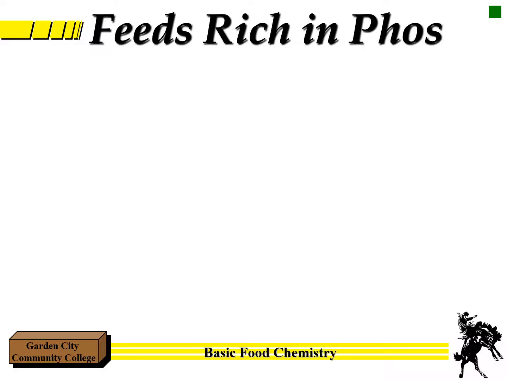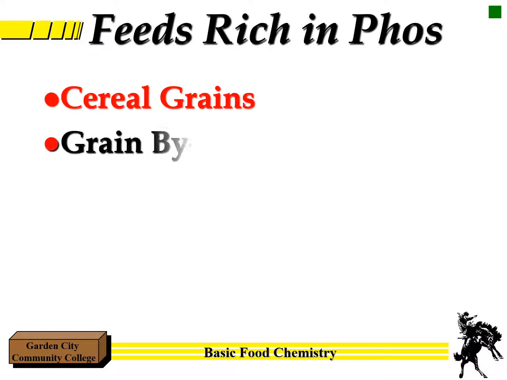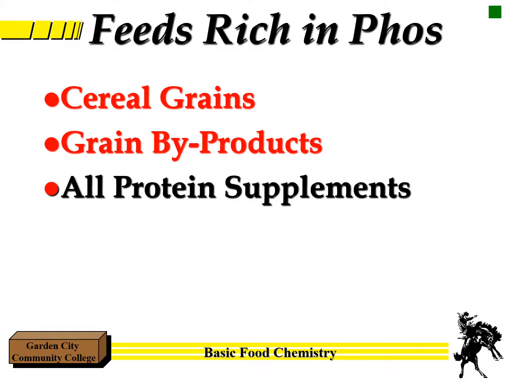Things that are quite high in phosphorus would be, again, your cereal grains. Here we see it, low in calcium, high in phosphorus. Any of your grain byproducts are pretty good, so distillers grains, DDG, distillers dried grains, and of course most of your protein supplements, because some proteins contain phosphorus. That's why it's pretty rich in phosphorus.